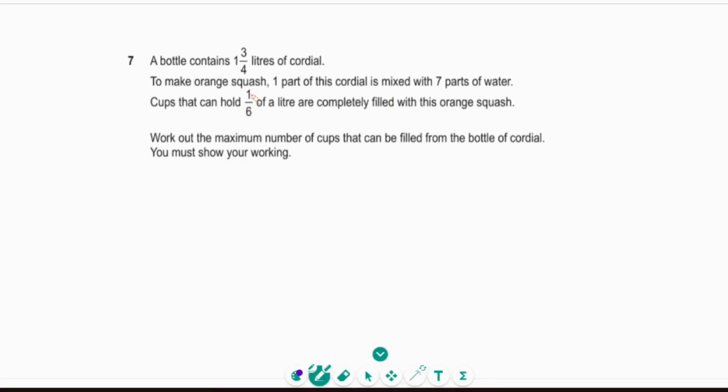I suppose you could approach this in a few different ways. I am going to put that as an improper fraction. 1 times 4 is 4, plus 3 is 7, so you've got 7/4 litres of cordial. I'm going to times this by 7 because it's in the ratio 1 to 7, right? So I'm going to multiply the cordial by 7 to get how much water you'd need.